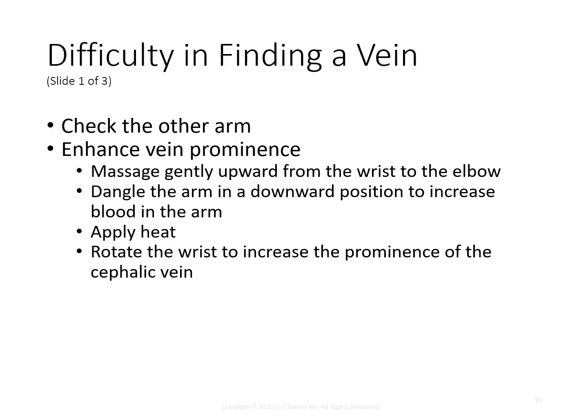You can also enhance vein prominence by massaging gently upward from the wrist to the elbow. Dangling the arm in a downward position can also help to increase blood in that arm. You can apply heat to the area, which can help get those veins popped up a little bit, and you can also rotate the wrist to increase the prominence of the cephalic vein in the arm as well.